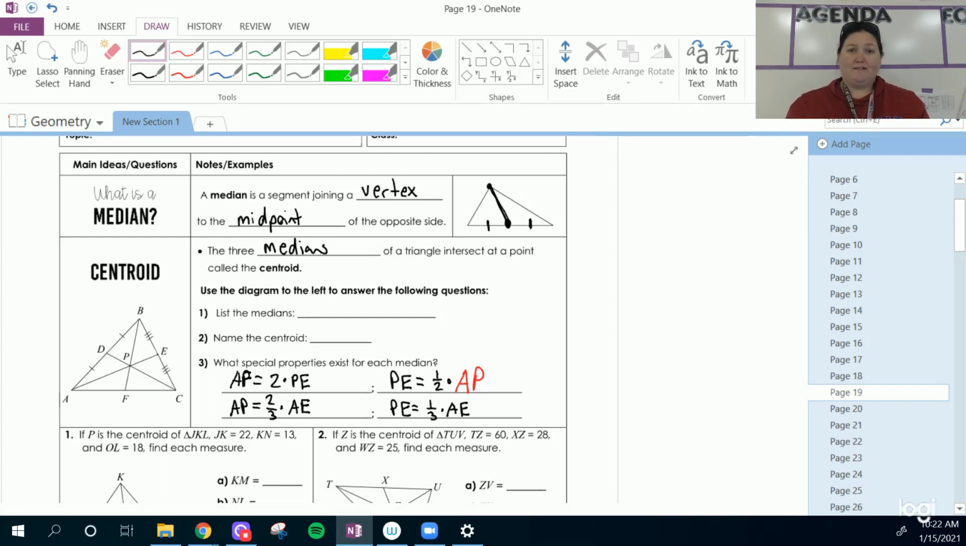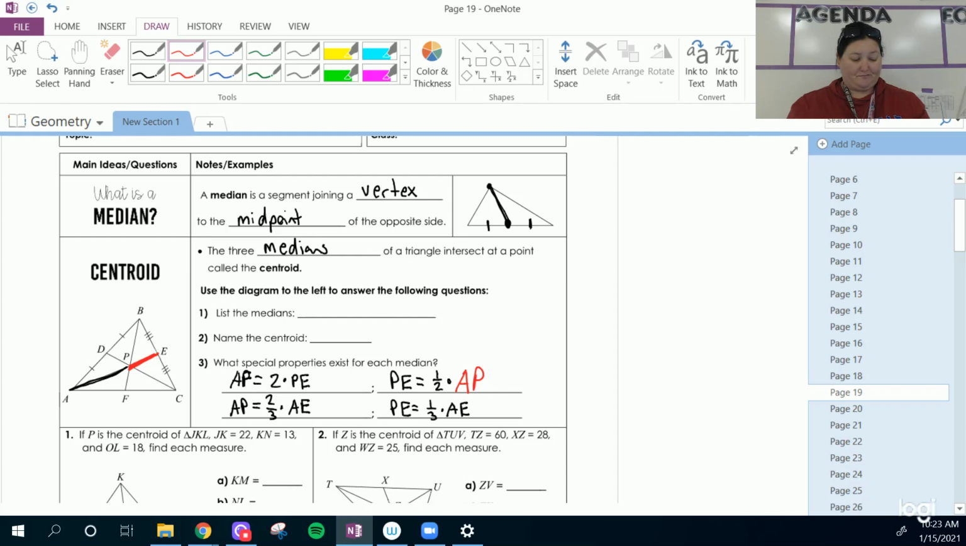The three medians of a triangle intersect at a point called the centroid. So the centroid has special properties. So this big piece here is equal to two of these small pieces of the opposite side of that one median, okay? And the small piece is half of the big piece, okay?